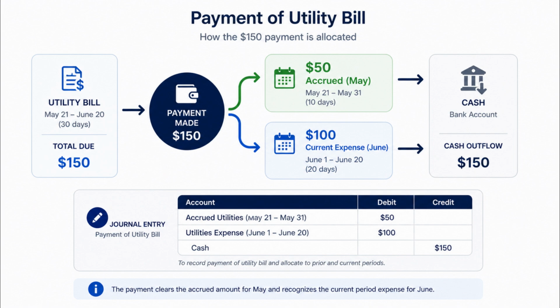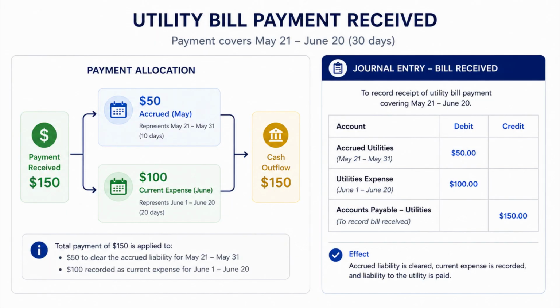So you already know $50 relates to May, that's accrued and adjusted, and $100 relates to June, that's the new expense. So you record the debit to accrued utilities of $50 and the debit to utilities expense for $100 and credit cash for $150. This clears the liability from May. It recognizes June usage, and it reflects the full cash payment.